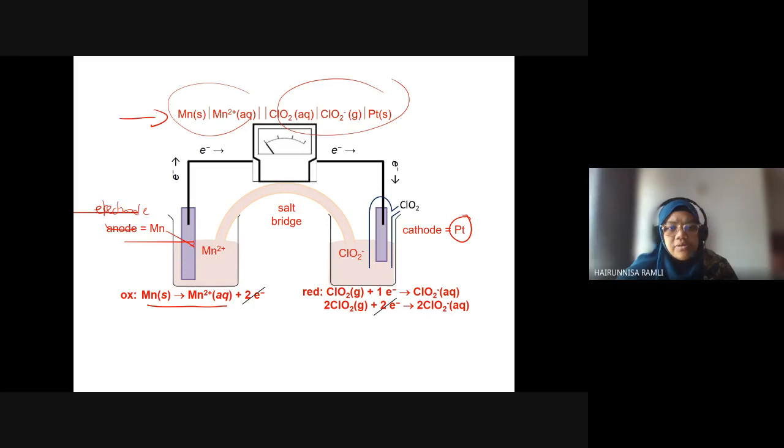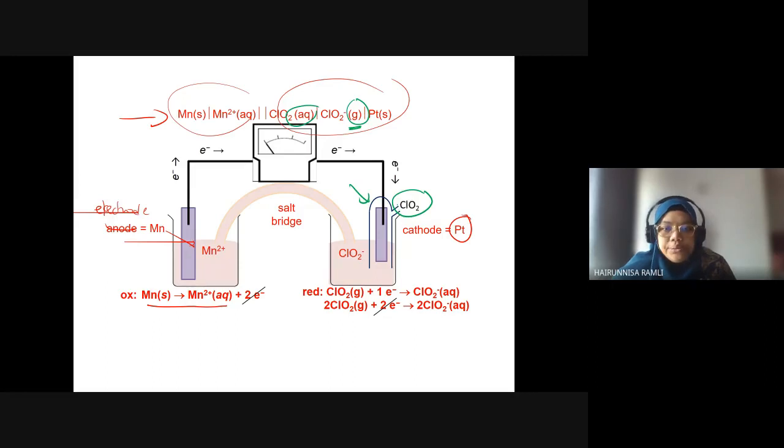Manganese, lepas tu jadi Mn2+. So kat sini electrode you adalah platinum. And you tengok kat sini, dia adalah from aqueous to gas. From aqueous to gas. So means that mesti ada tube, sebab ia nak collect gas ClO2. Gas tu akan keluar. So you kena make sure bila you buat drawing, mesti ada tube lah kat situ.